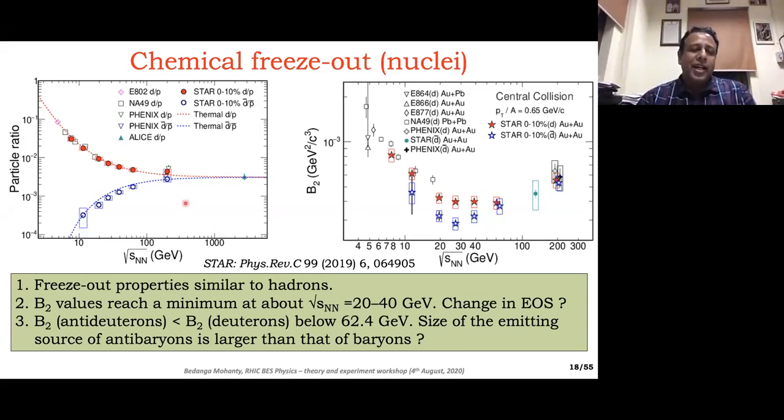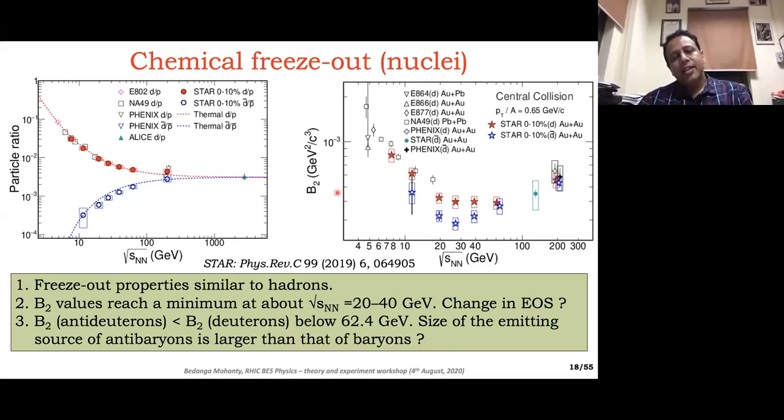Now, on the right-hand side is the plot of deuteron by proton as a function of collision energy, and d-bar by p-bar as a function of collision energy. The dashed lines are the thermal model with temperature and chemical potentials that fit the hadronic yields. You can see they can explain the data pretty well. So the freeze-out properties based on this model seem to be similar for nuclei and hadrons.